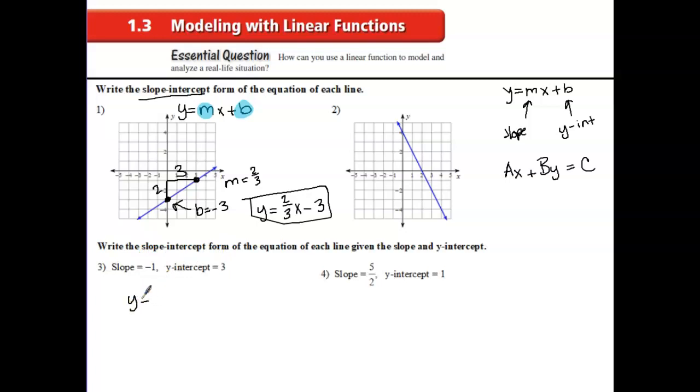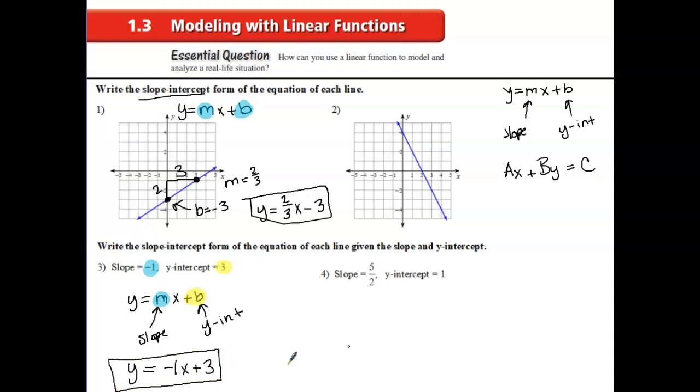Again, we want it in the form y equals mx plus b, where m is our slope and b is our y-intercept. Now they give us the slope and they give us the y-intercept, so all we need to do is put those numbers into the corresponding spots. So -1 is going to go in for m, and then 3 is going to go in for b. So my equation then, y equals -1 times x plus a +3, so I'll just keep it +3. And there is the equation of your line. Go ahead and pause the video and try numbers 2 and 4 on your own.